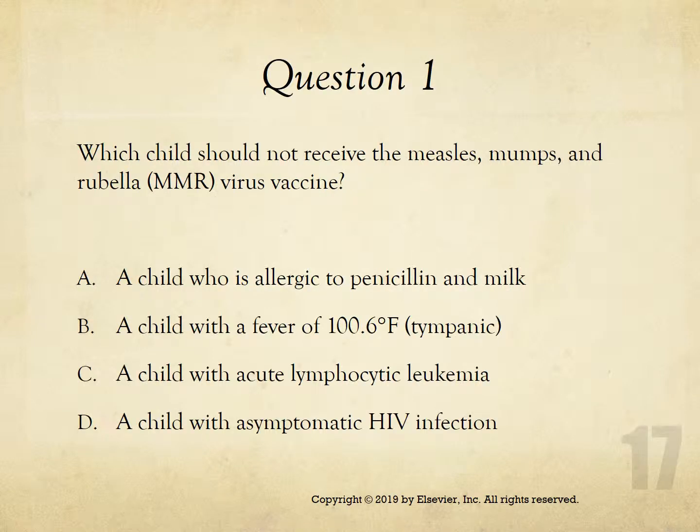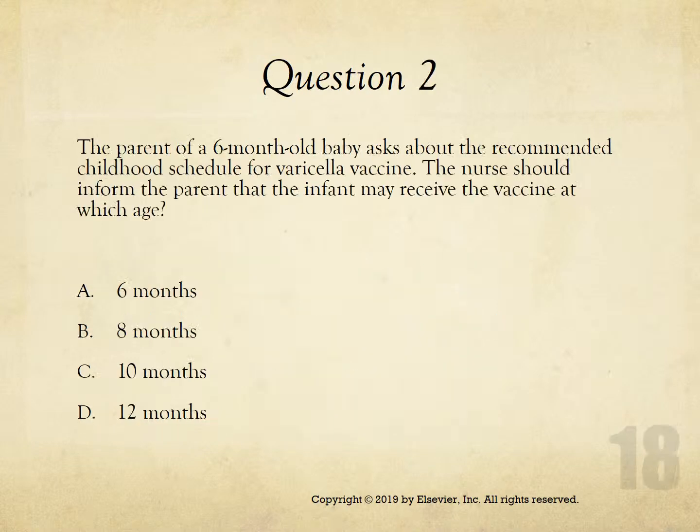Question 1. Which child should not receive the MMR vaccine? And the answer is C, the child with acute lymphocytic leukemia. We saw in the discussion that a child with certain conditions cannot receive this vaccine. Question 2. A parent of a 6-month-old baby asked about the recommended schedule for the varicella vaccine. The nurse should inform the parent that the baby may receive the vaccine at which age? And the answer is D, at 12 months of age.